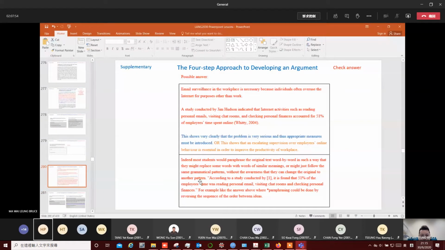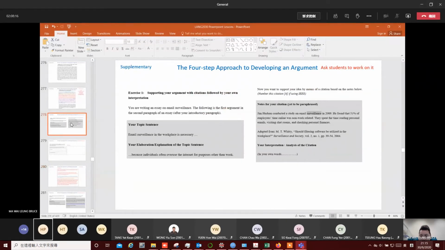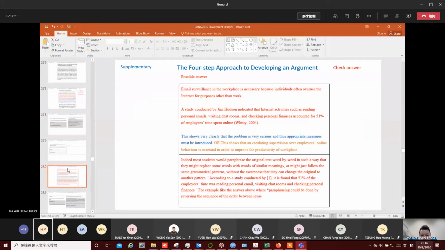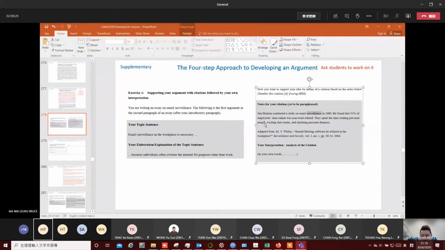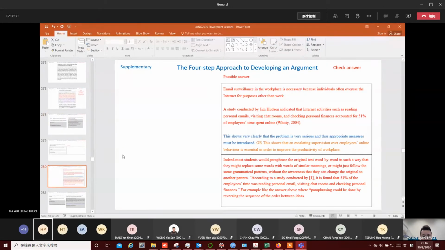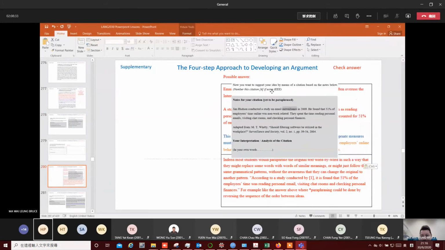Can you see what I did here? Okay, this is my citation. A study conducted by Jim Hudson indicates that internet activities such as reading personal emails, visiting chat rooms, or checking personal finances accounted for 51% of employees' time spent online. This is the original, right? Is that the original? No, I paraphrased it. You can compare the original with mine. Let me check it. Yeah, I put it side by side. Can you see the changes I made?